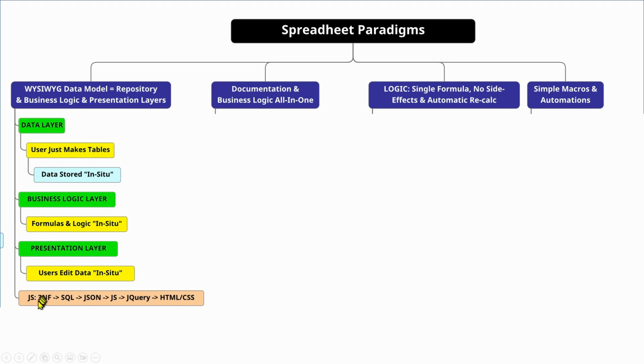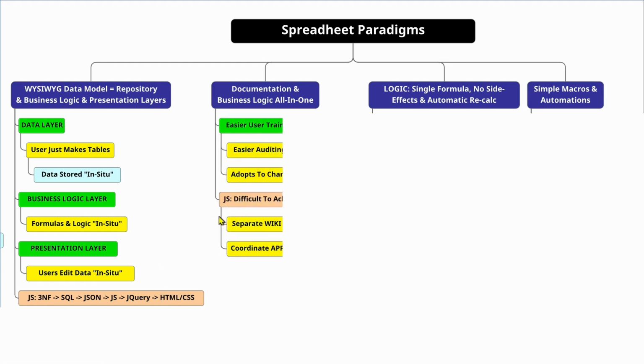Whereas, of course, in the JavaScript world, we were creating third normal form data models. They were being pulled in using SQL into JSON objects inside the program. JavaScript statements were used to implement the business logic. And then a combination of jQuery, HTML, and CSS was being used to try and make all of this visible on the screen and handle the interactions that the user had with their data. And so it was much more complex, much more prone to errors, and took longer to develop.